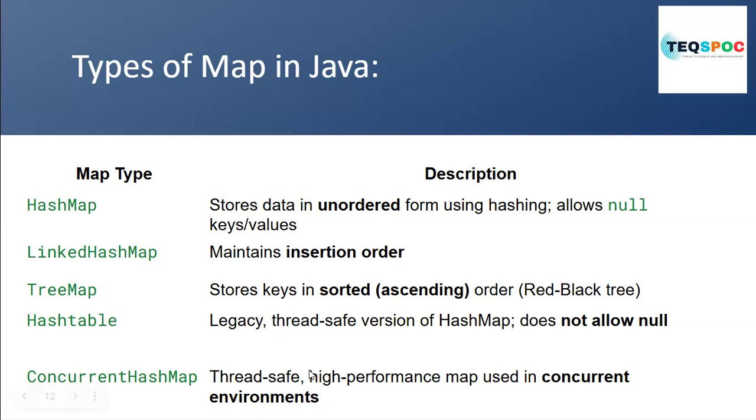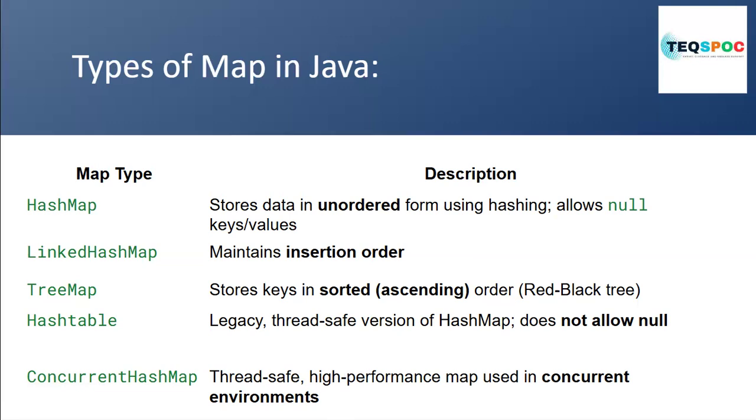ConcurrentHashMap is basically thread safe and high performance. In ConcurrentHashMap, only a partial part of the map is blocked and the other part is not blocked, so that you can perform other operations simultaneously. Only a partial part is blocked, the other part is free. I will explain in more detail what ConcurrentHashMap is.